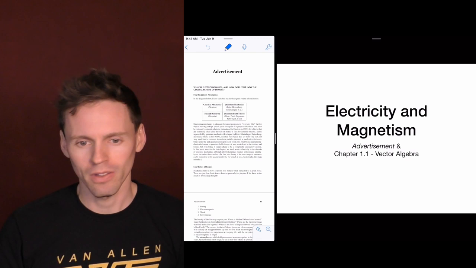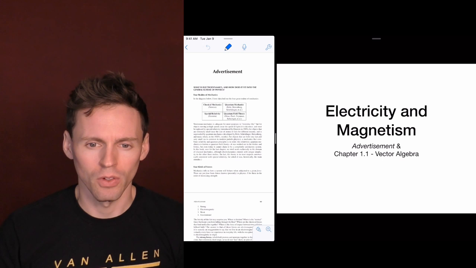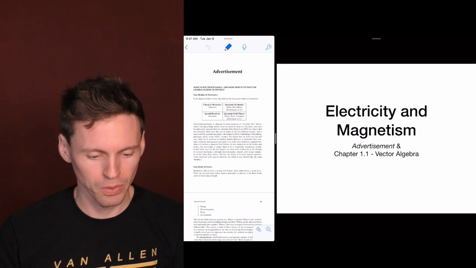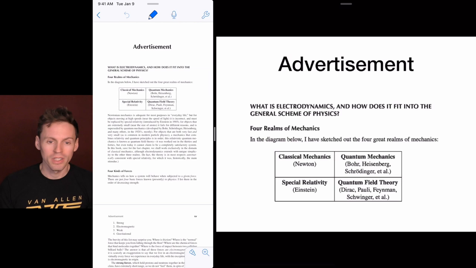We're going to talk about chapter 1.1, Griffiths E&M. We're going to start with the advertisement, however you want to say it. Let's dive right in. He starts the textbook trying to explain what electrodynamics is and how it fits into the general scheme of physics.